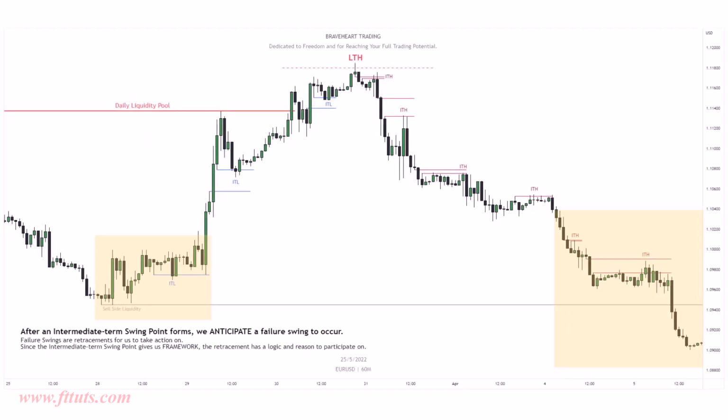Failure swings are retracements for us to take action on and participate on. Since the intermediate term swing point gives us framework, the retracement has logic and reason to participate on.